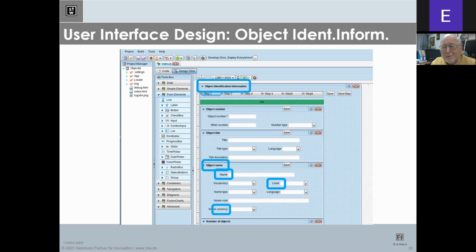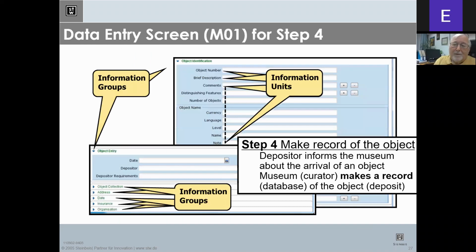This is already 10 or 12 years old, so it's not very new, but it's still state of the art. Probably this editor is still not used, or not available, sorry. And I elaborated the data entry screen a little bit more. So similar things I did before the break with the processes, I'm doing now with information.